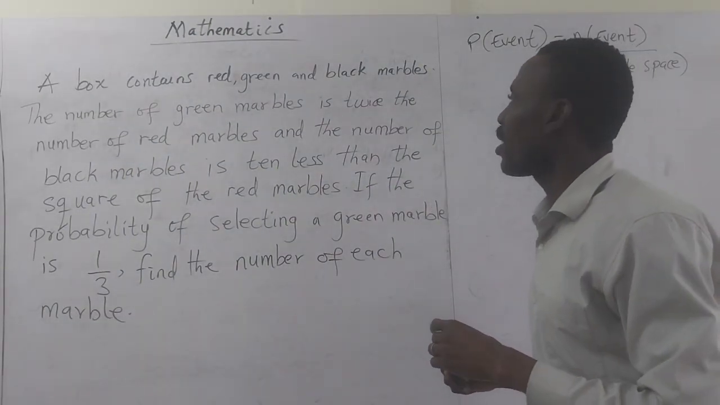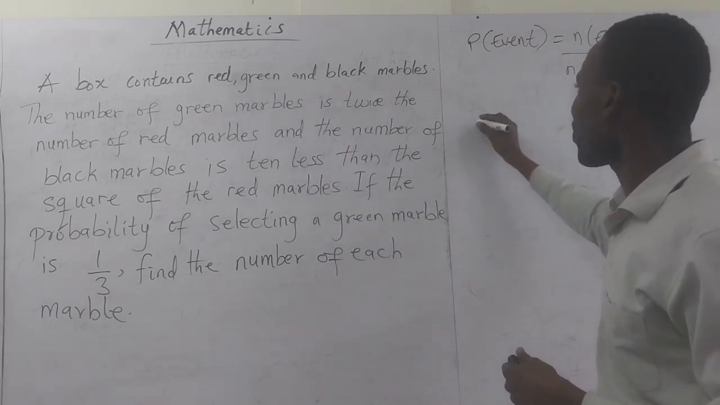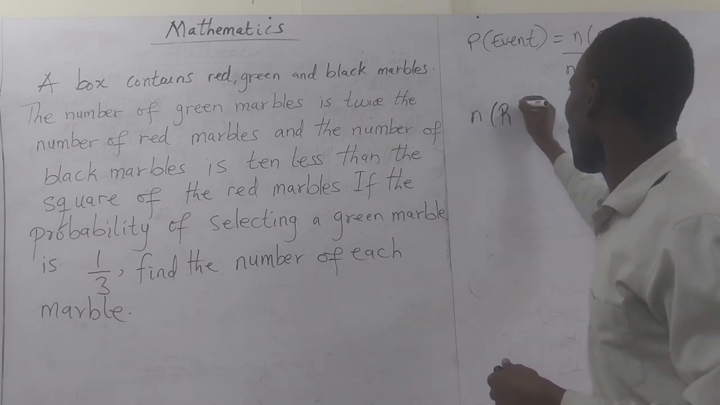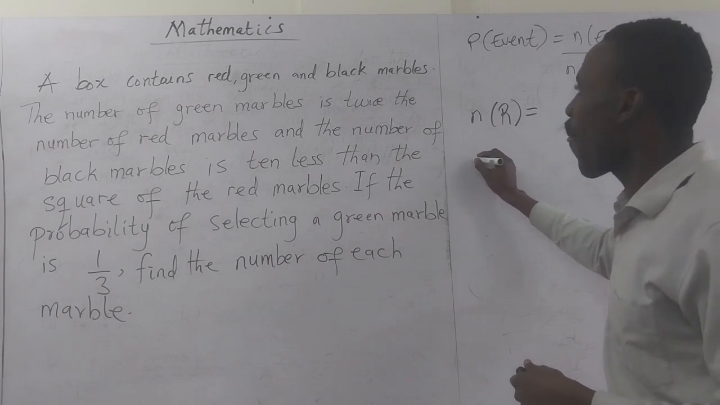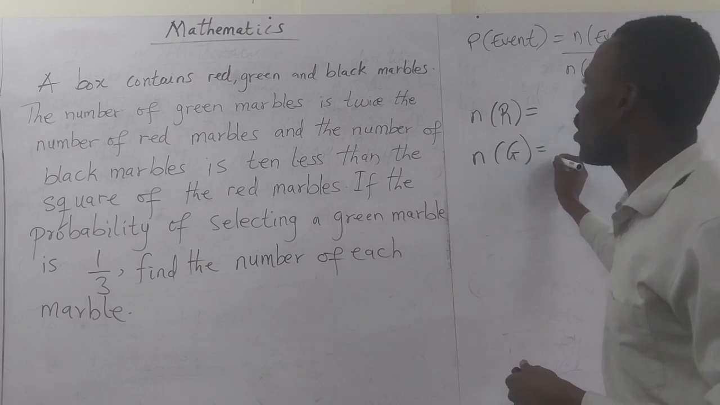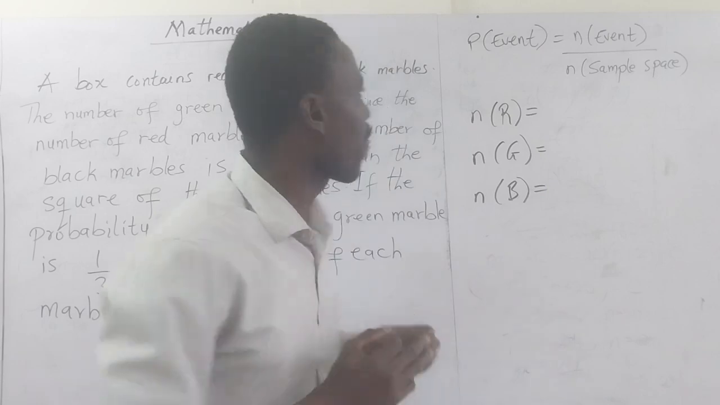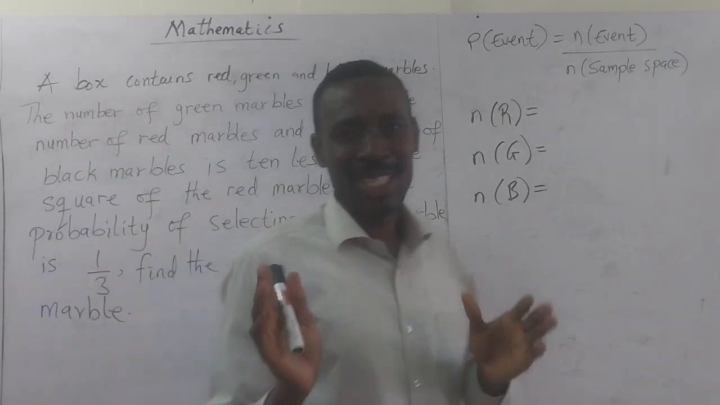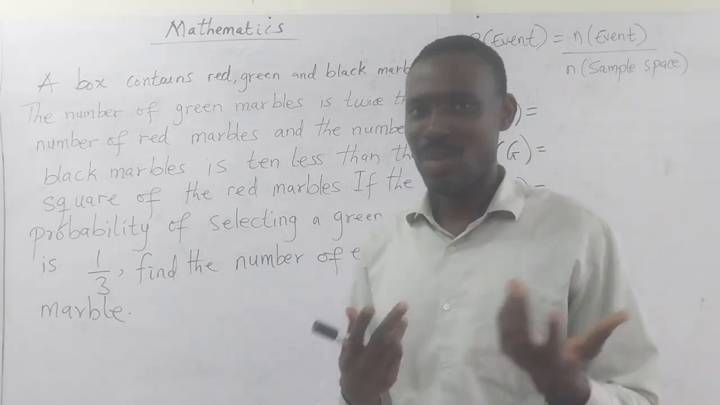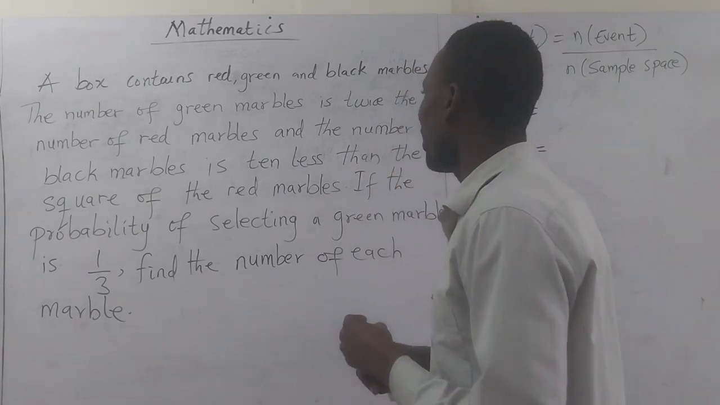We are told that the box contains these colors of marbles. So, let's go for the number of marbles. So, we have n of R, of which R is for red. Then we go for n of green, that we are representing green by G. Then n of B for black. Now let's look at the value here. But this question didn't give the value to us, but it has given the values to us in terms of an expression, or if you like, a variable. So let's go for these values.